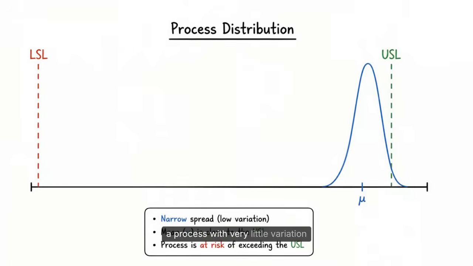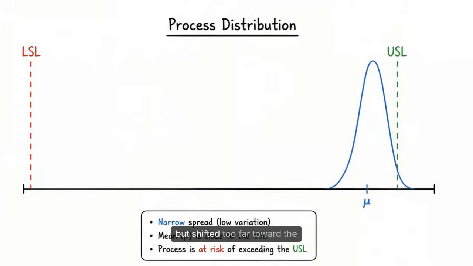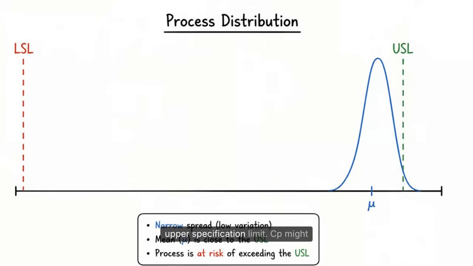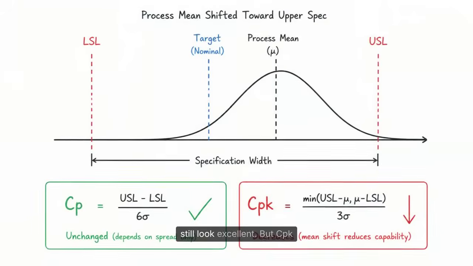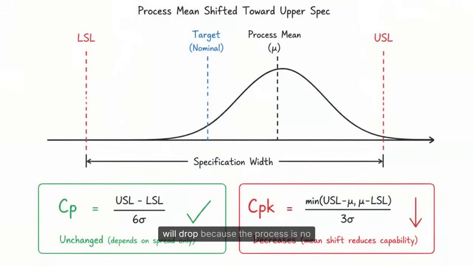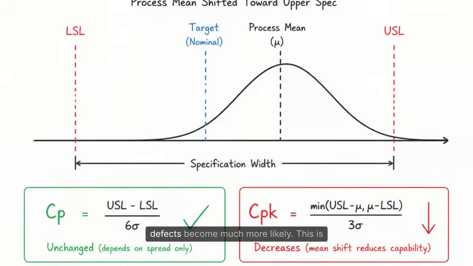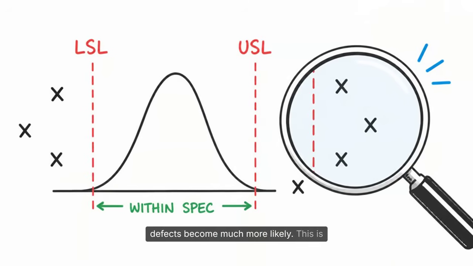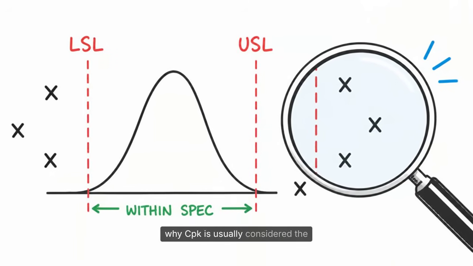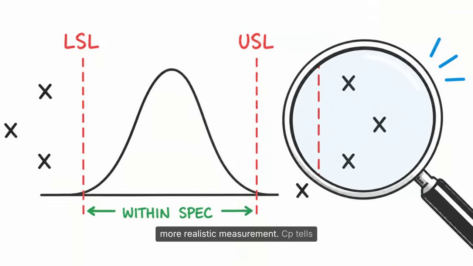Imagine a process with very little variation, but shifted too far toward the upper specification limit. CP might still look excellent, but CPK will drop because the process is no longer centered properly. That means defects become much more likely. This is why CPK is usually considered the more realistic measurement.